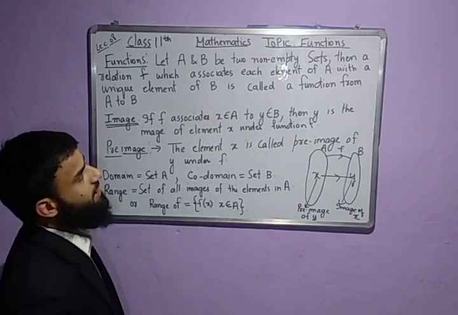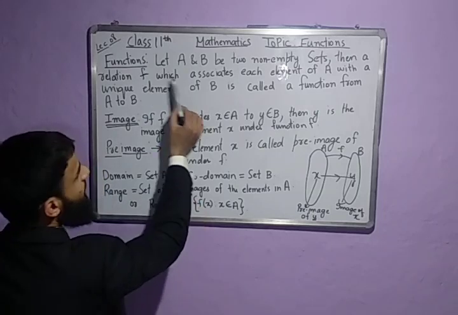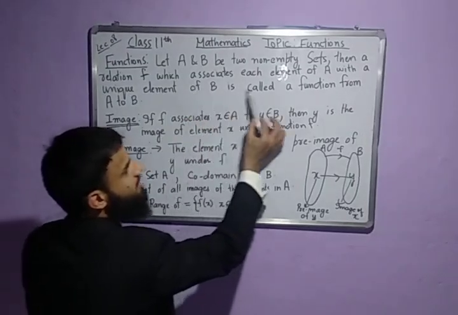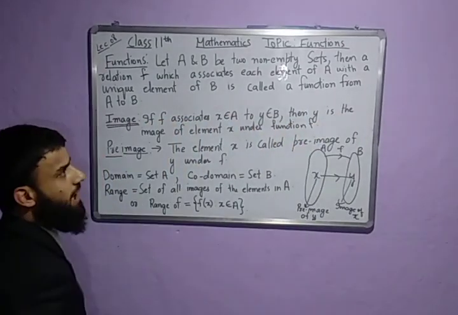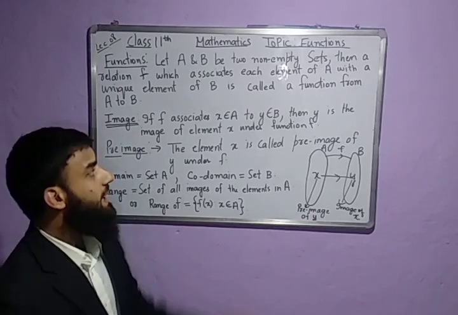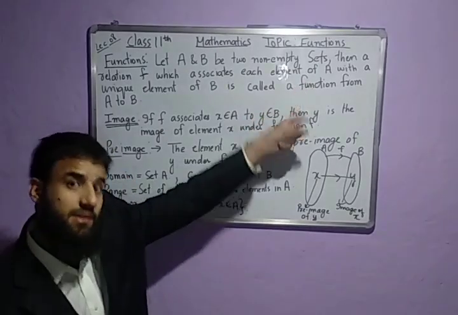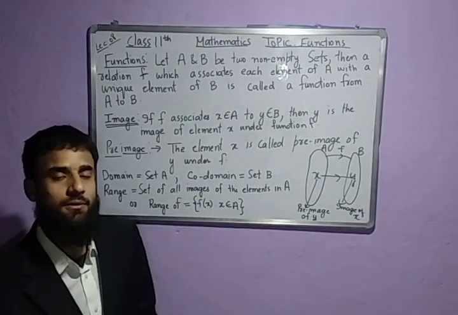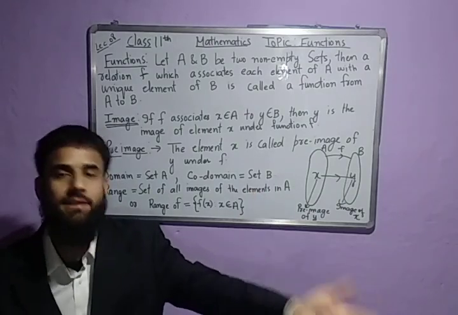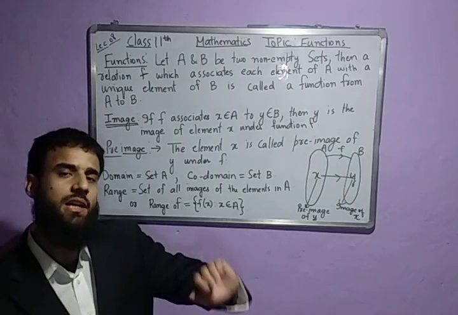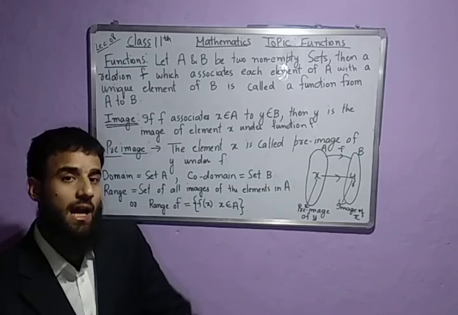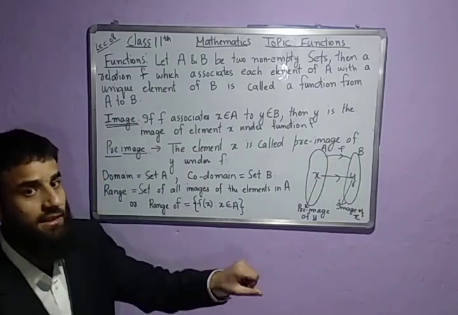Let A and B be two non-empty sets, then a relation F which associates each element of A with a unique element of B is called a function from A to B. That means in a function there are two things which are very important. One thing is each element of A, that is, there is no element in A which is not related to the element in the set B. It means each and every element has been related to some other element in the set B.